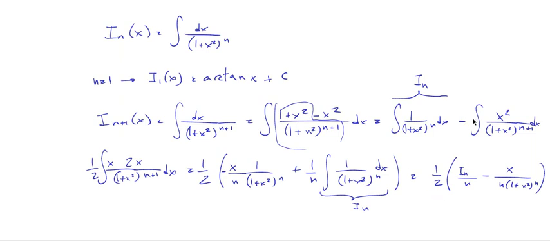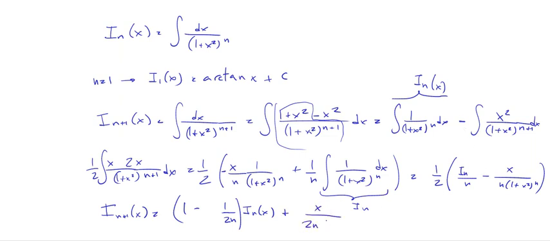Right, now we can put this together. So we have I_{n+1}(x) is I_n(x), and then minus 1/2 of I_n over n, so minus 1 over 2n I_n(x). So let me rewrite this. This is 1 minus 1 over 2n times I_n(x), and then plus x divided by 2n(1 plus x squared) to the n, right? You can get this formula.